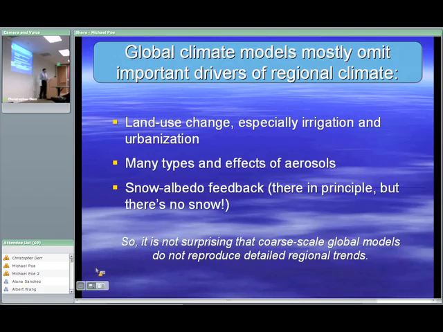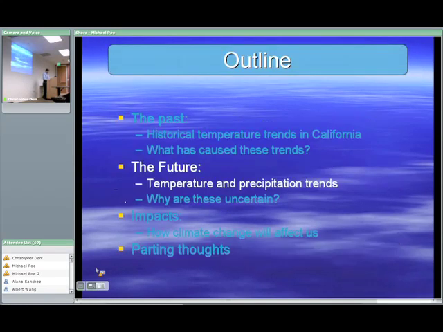The other thing that's important is a lot of the factors that do influence climate simply aren't represented in these coarse scale global models. They are represented in finer scale regional models. But in particular, land use change, simply not there. Irrigation, which I showed you is important, is simply not there. The aerosols, some types are there, many types aren't. I mentioned there's no snow. Snow is a very important climatic influence. That's not there either. So there's reasons why these models won't explain a lot of the complex regional climate history.